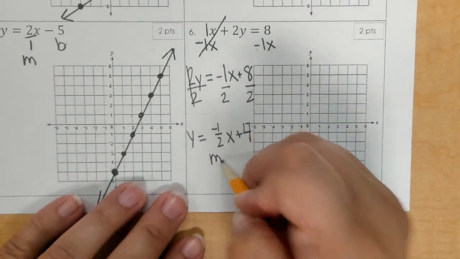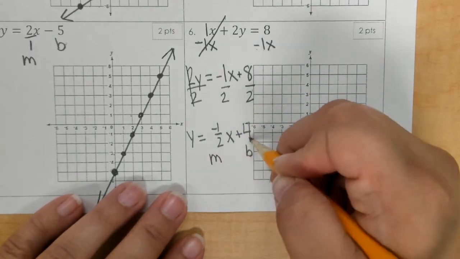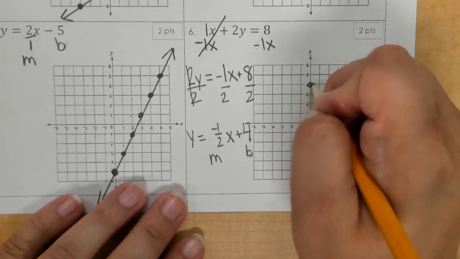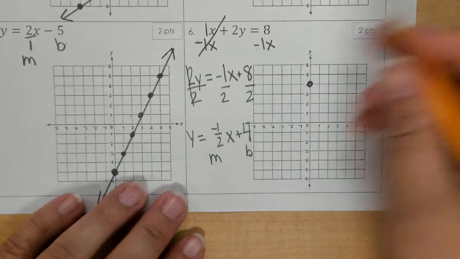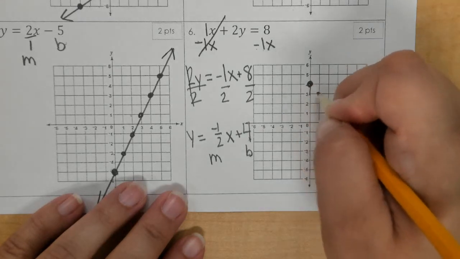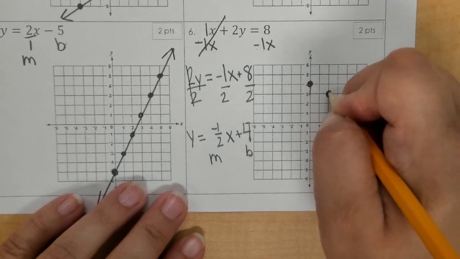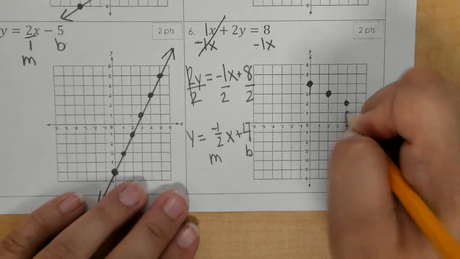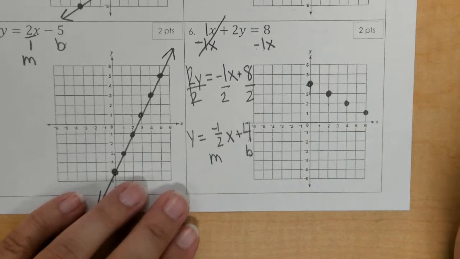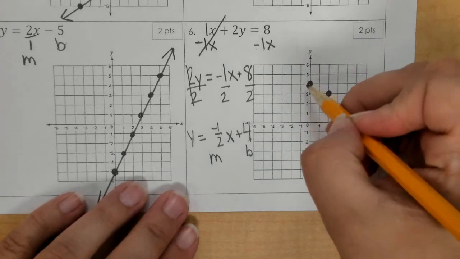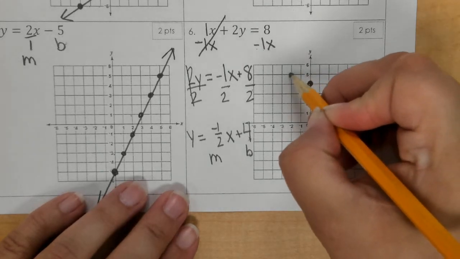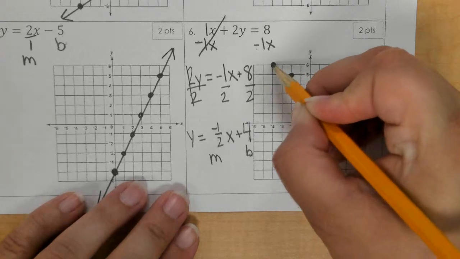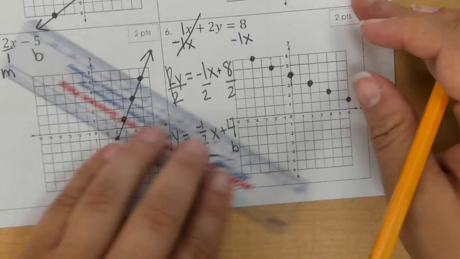So again, m and b, b is positive 4. We begin on the y-axis at 4. We go down 1, right 2. Down 1, right 2. The opposite direction would be going up 1, left 2. And then drawing our line again.